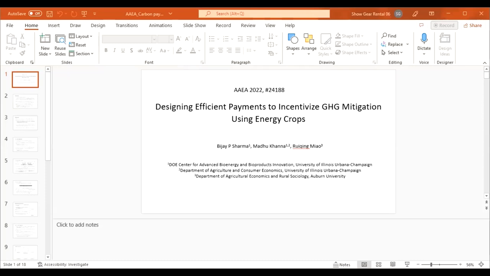Irrespective of the relative prices, we can see that energy crop acreage in the first rotation is larger for longer payment duration. And also in successive rotations, the energy crop acreage is larger for payment duration with longer length.